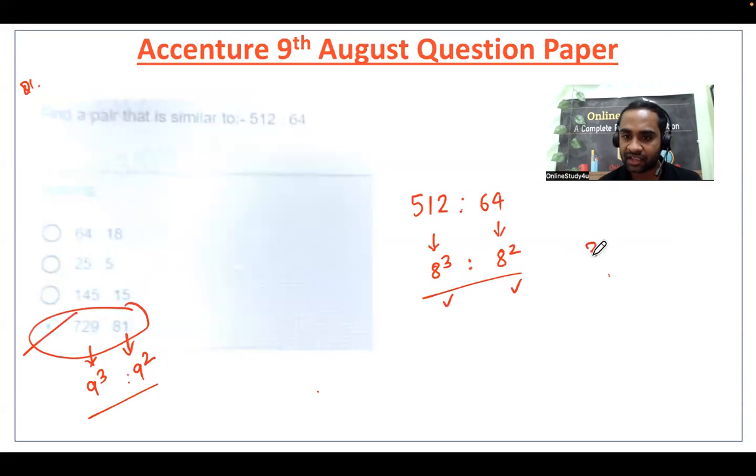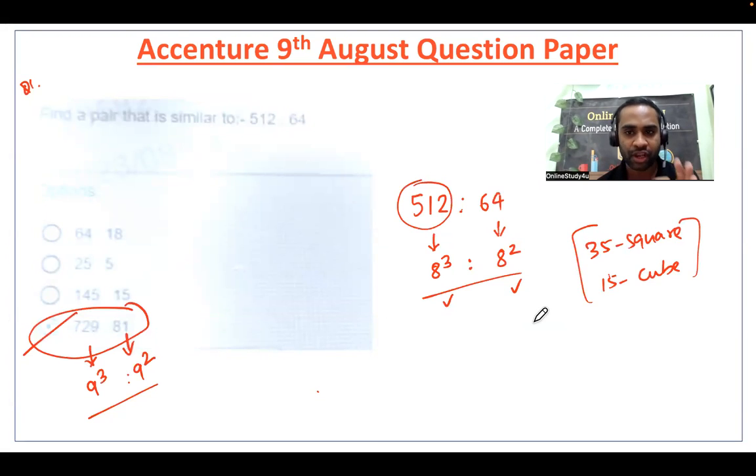Squares till 35 you have to remember, and cubes till 15 you have to remember. Then only you will be able to get the logic quickly.